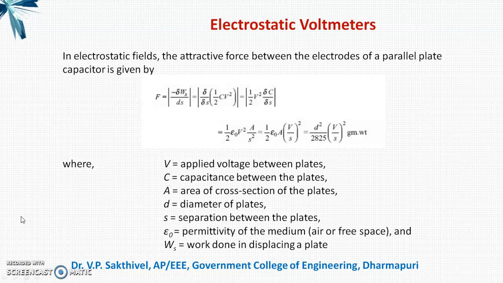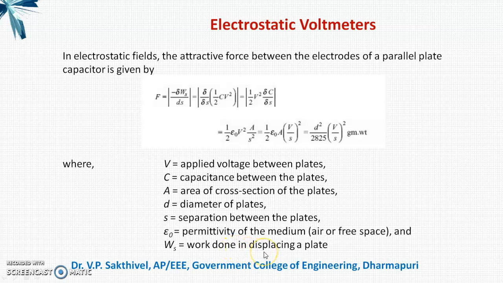Next topic is electrostatic voltmeters. In electrostatic fields, the attractive force between the electrodes of a parallel plate capacitor is given by this equation. Here V is the applied voltage between the plates, and C is the capacitance between the plates, A is the cross section, D is the diameter of the plates, and S is the separation between the electrodes. The permittivity of the medium is epsilon naught, and Ws is the work done.